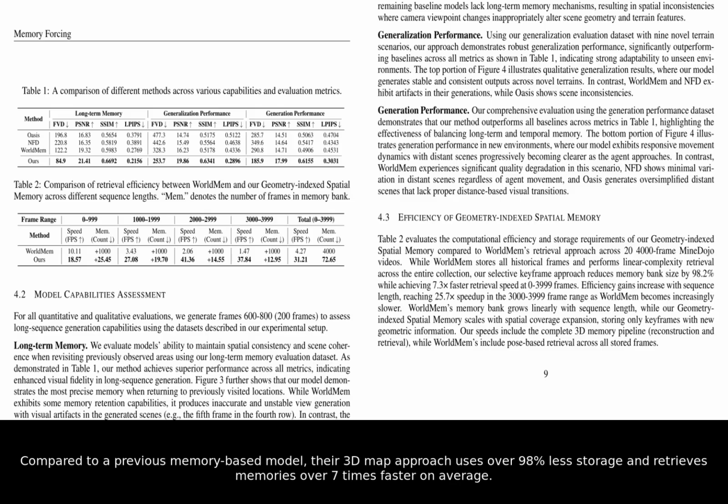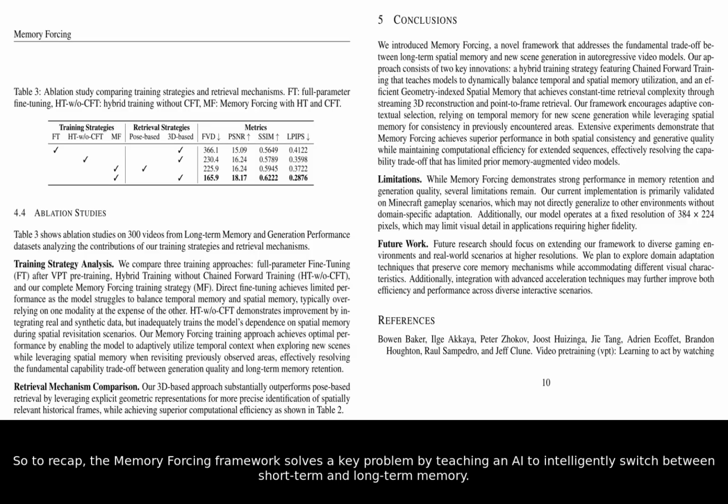Compared to a previous memory-based model, their 3D map approach uses over 98% less storage and retrieves memories over 7 times faster on average. So to recap, the memory forcing framework solves a key problem by teaching an AI to intelligently switch between short-term and long-term memory.